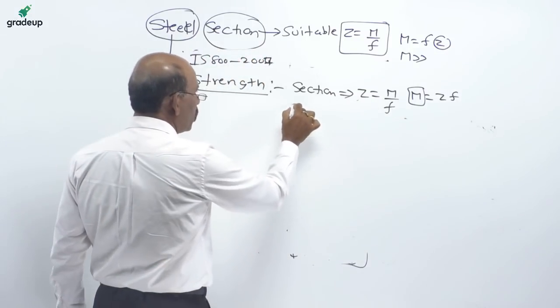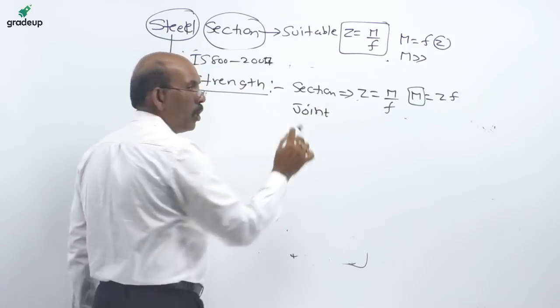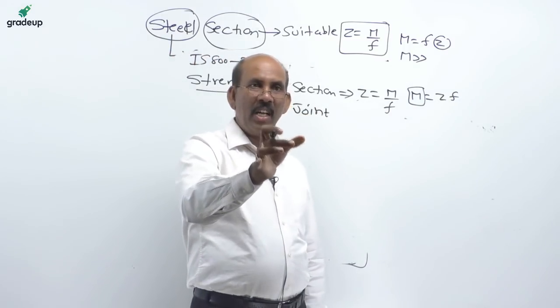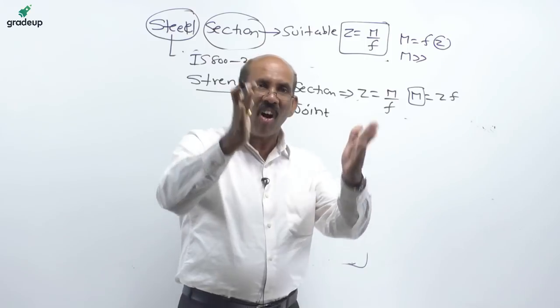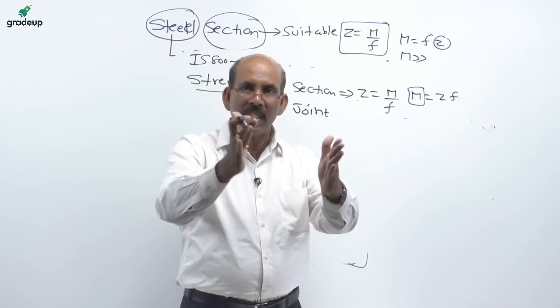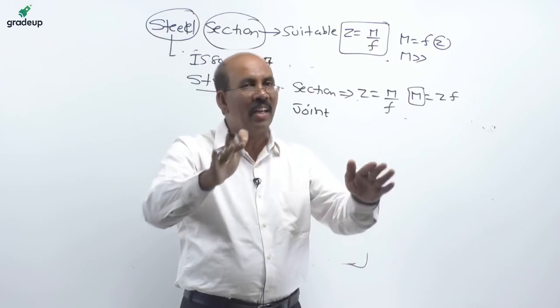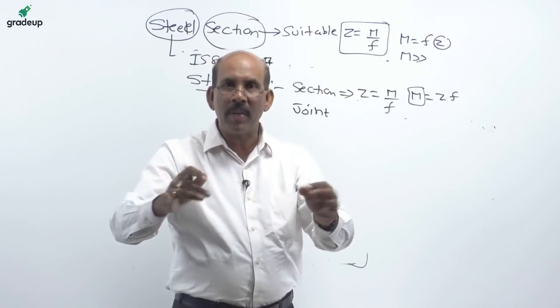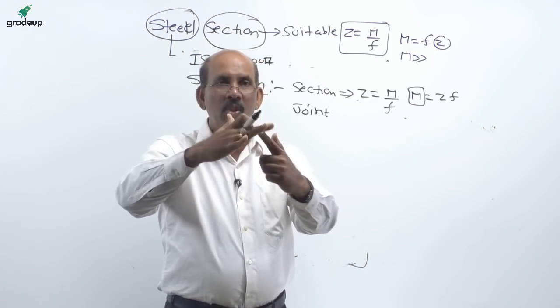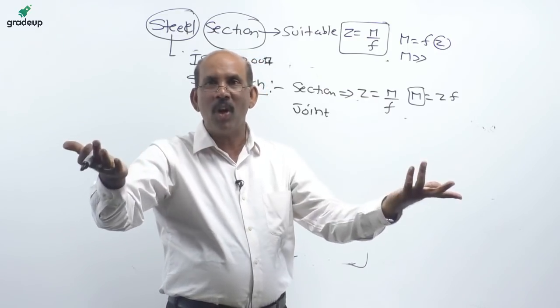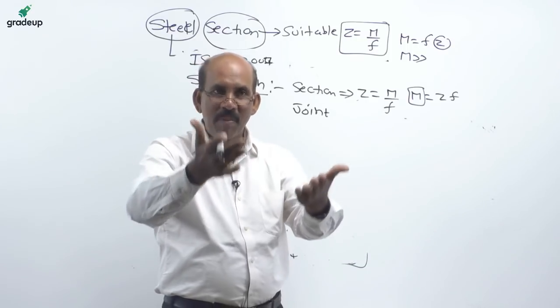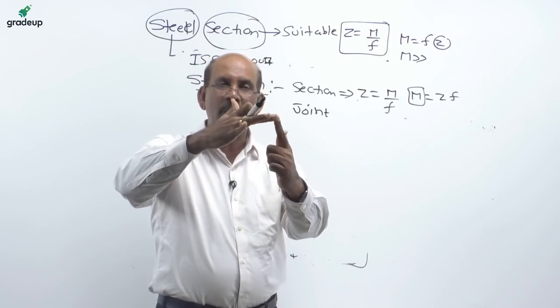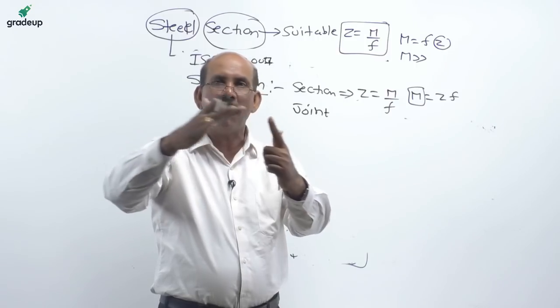Coming to the strength of the joint. In the case of steel sections, all the elements we are going to use are ready-made elements, manufactured and then joined. Like a ready-made shirt rather than a stitched shirt, the same thing here: every element is a ready-made element, just come and join.